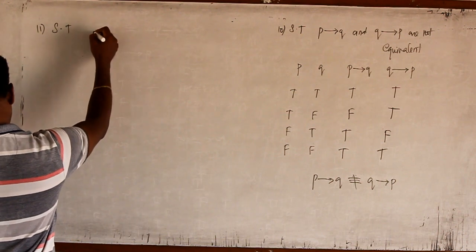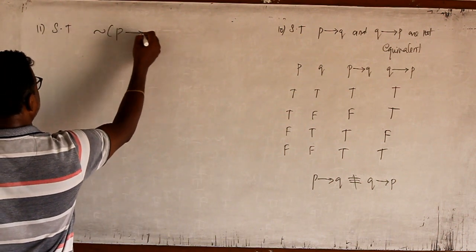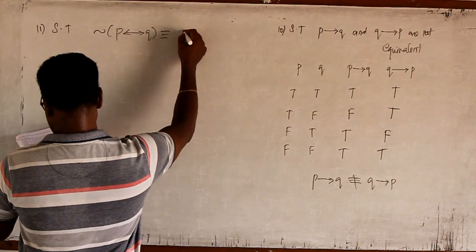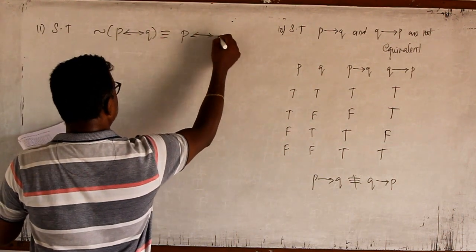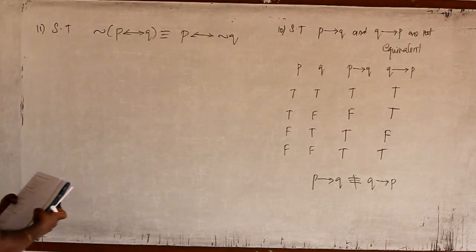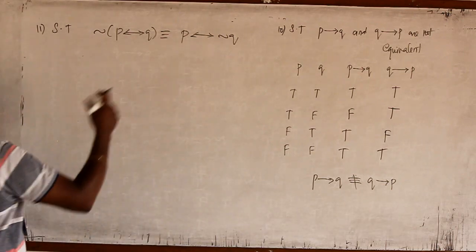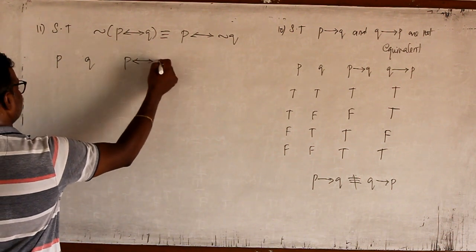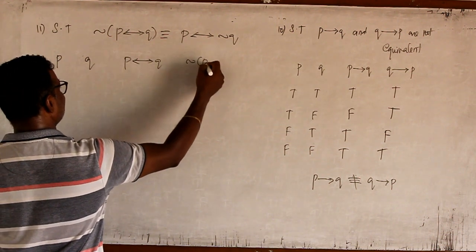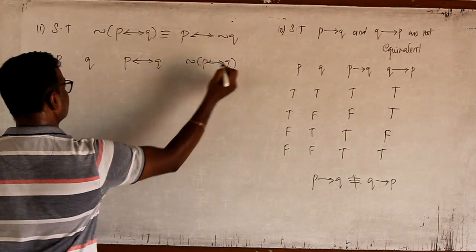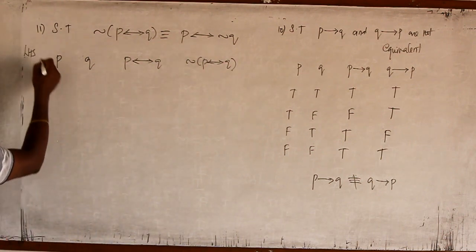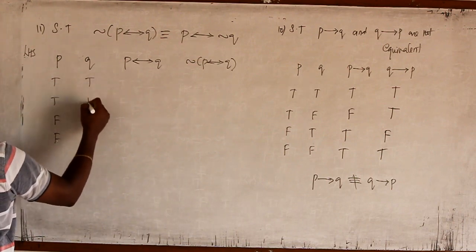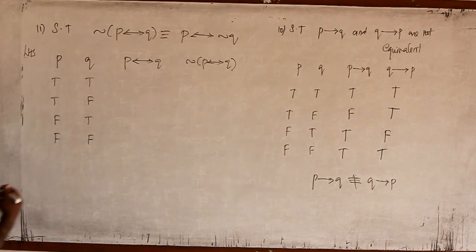Show that the negation of P if and only if Q is equivalent to P if and only if the negation of Q. You shall prove this one separately and that one separately. P, Q, then P if and only if Q, and the negation of P if and only if Q. This is our left hand side. Only two sets, so TT, FF, TF, FT.